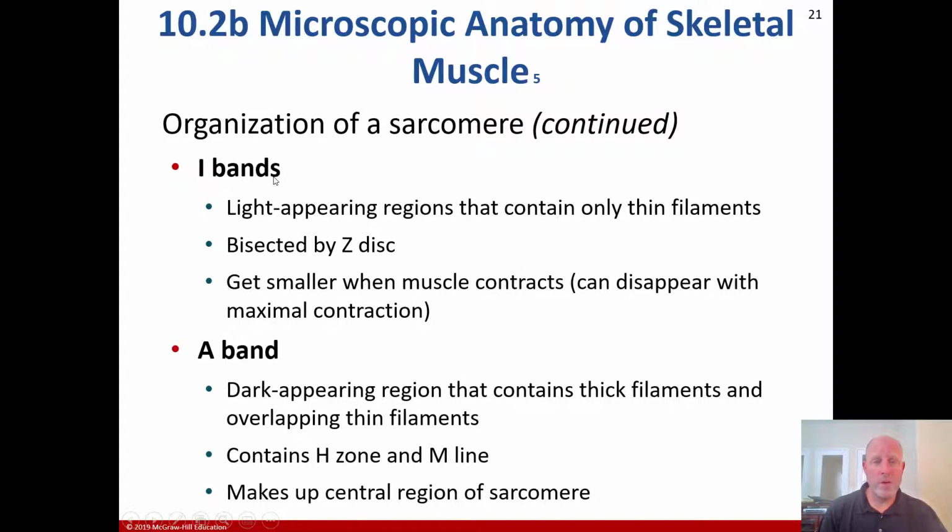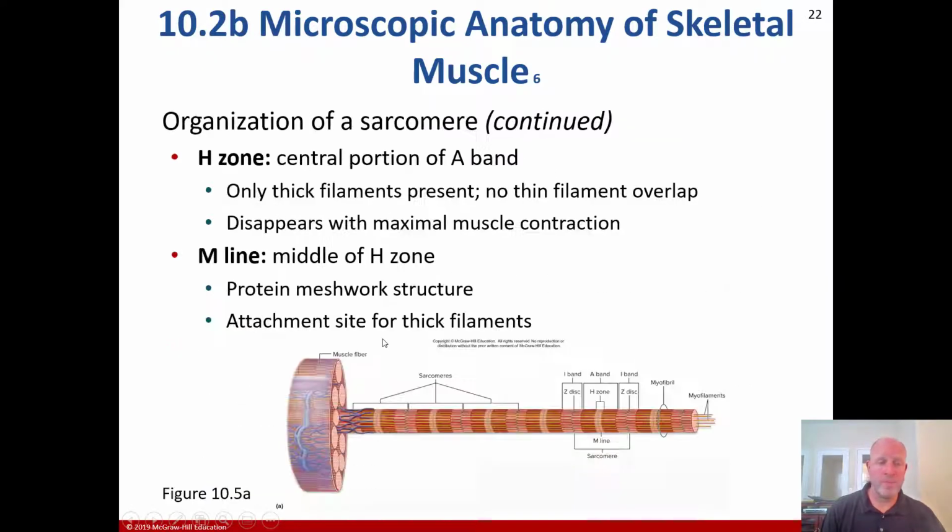As far as the I bands go in the sarcomere, they're the light appearing regions that contain only the thin filaments. They're bisected by the Z-disc. They get smaller when the muscle contracts and can disappear within a maximal contraction. An A band is a dark appearing region that contains thick filaments and overlapping thin filaments. It contains the H zone and the M line, and it makes up the central region of the sarcomere.